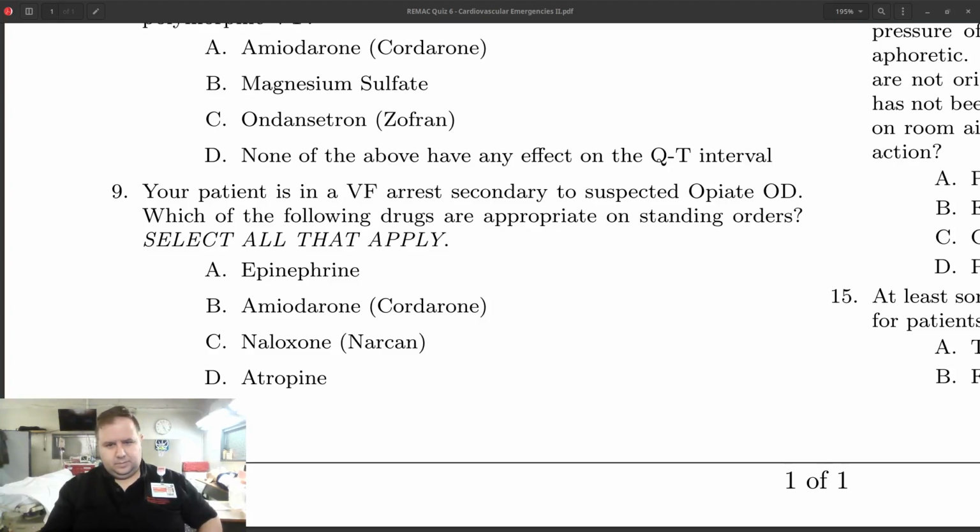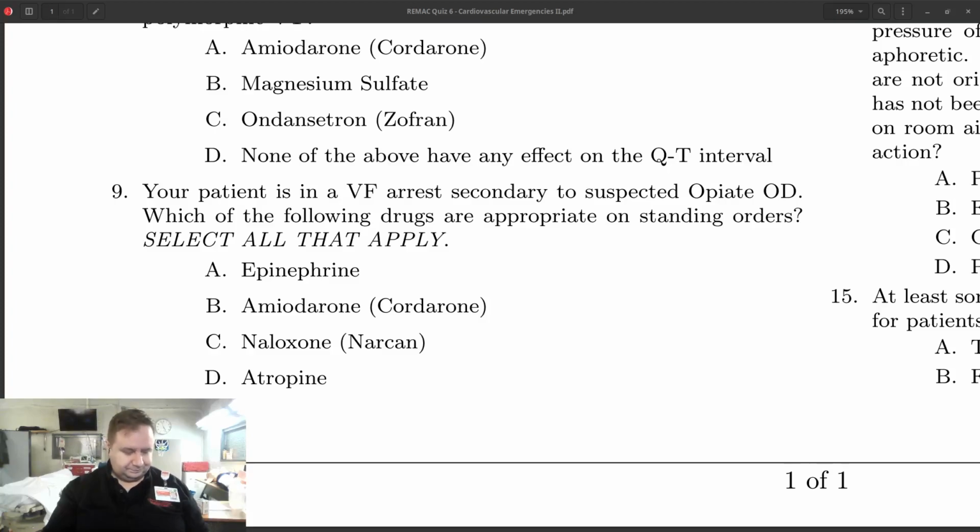Okay, so, again, patients in VFib arrest, secondary suspected opiate overdose. Any patient in arrest, the first drug they get is epi. Now, it's a VFib arrest, so amiodarone is also appropriate. The drug for patients that are in refractory VFib, so we've attempted defibrillation at least twice, we give a sodium channel blocker, so that's either amiodarone or lidocaine. So amiodarone certainly is appropriate on standing orders.